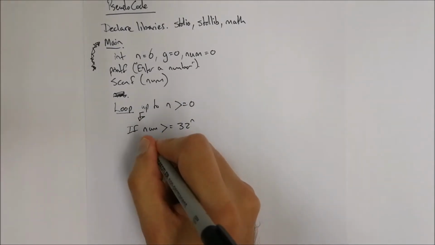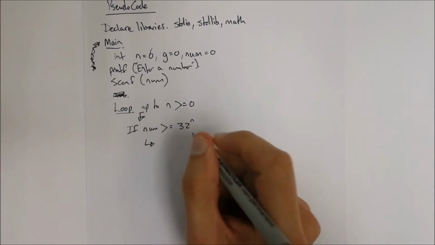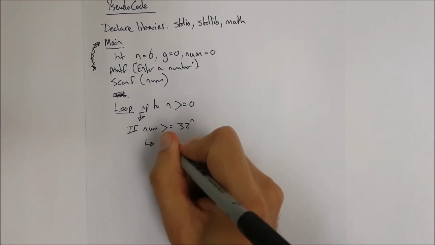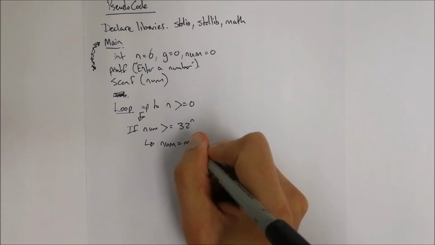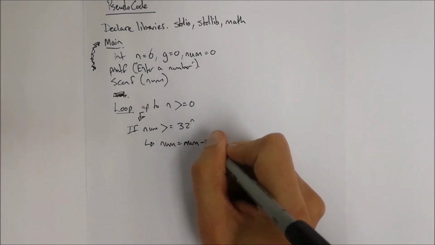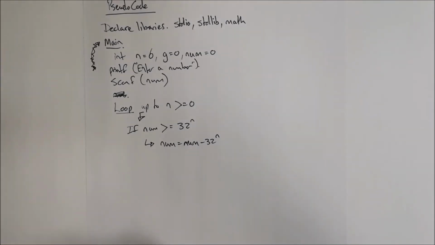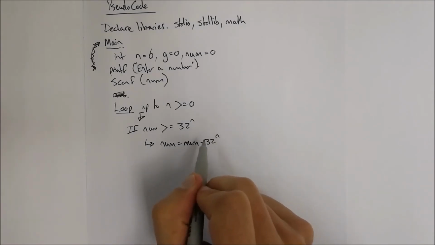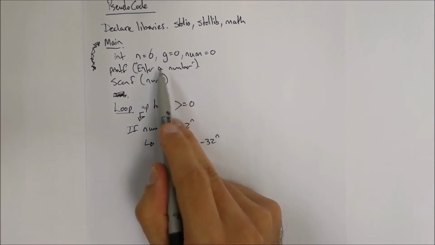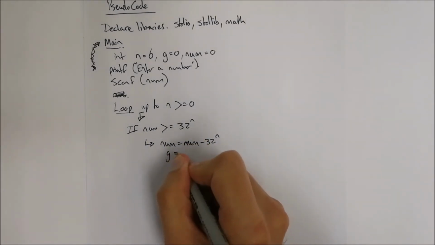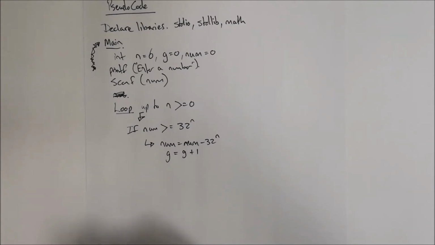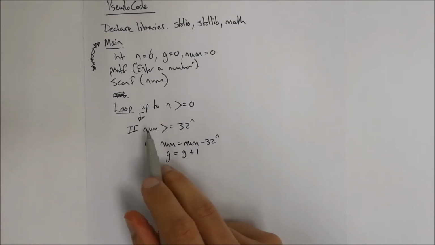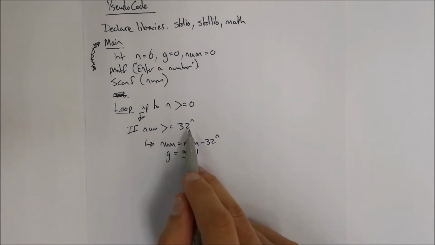So, therefore, we know that that's going to mean, if that's true, we need to say that num is equal to num minus 32 to the power of n. Okay. Keeping in mind, every time we deducted 32 to the power of n, it meant we needed to increment a value. And we indicate that is our g variable that we're going to be looking at. So therefore g is equal to g plus 1. So this has to happen every time num is larger than 32 to the power of n.